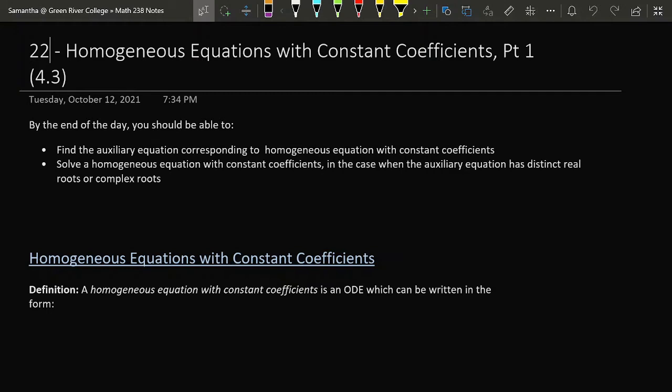Once again, with differential equations, there are really only a handful of problems that we can actually solve using exact methods, as opposed to the numerical methods like Euler's method or RK4. So we're going to focus in on a few of the more important types of differential equations that we actually know how to solve. And the first of those is a homogeneous equation with constant coefficients.